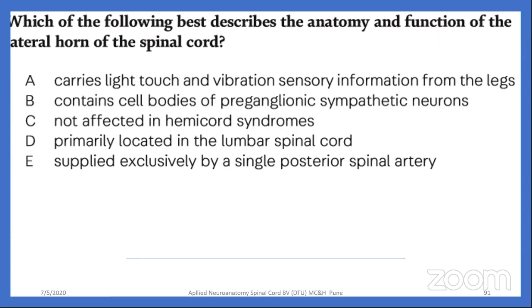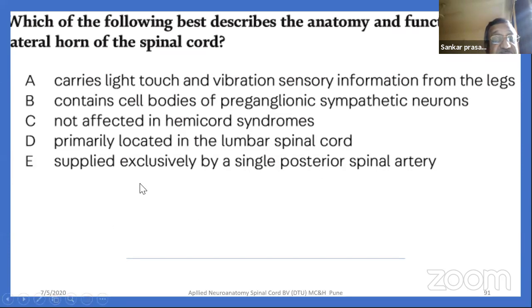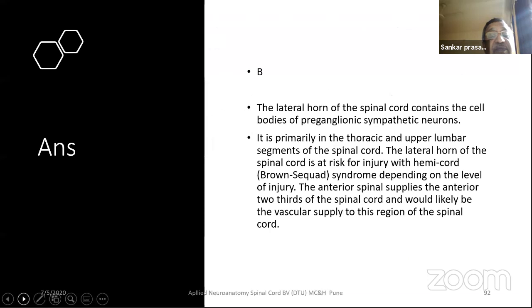Yeah, no. B. Lateral horn means intermediate lateral column, right? That is because of the involvement of the parasympathetic neurons, right?